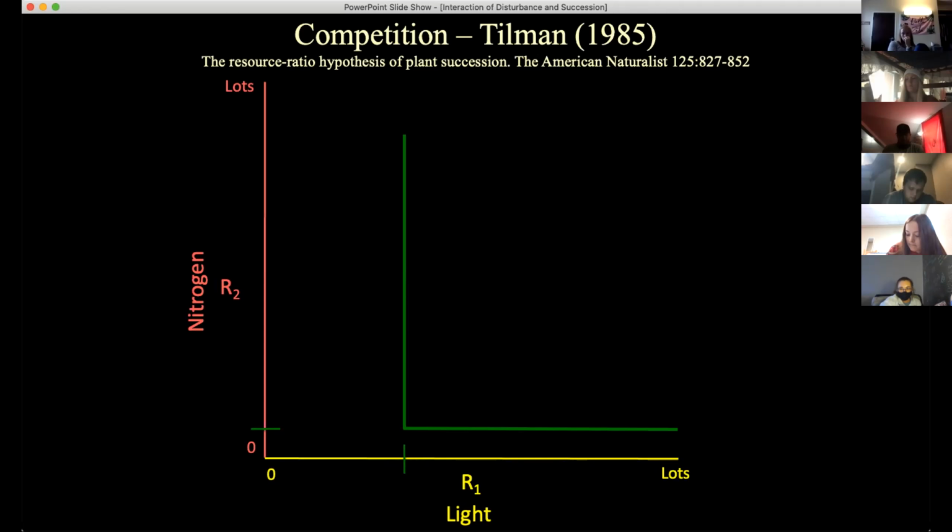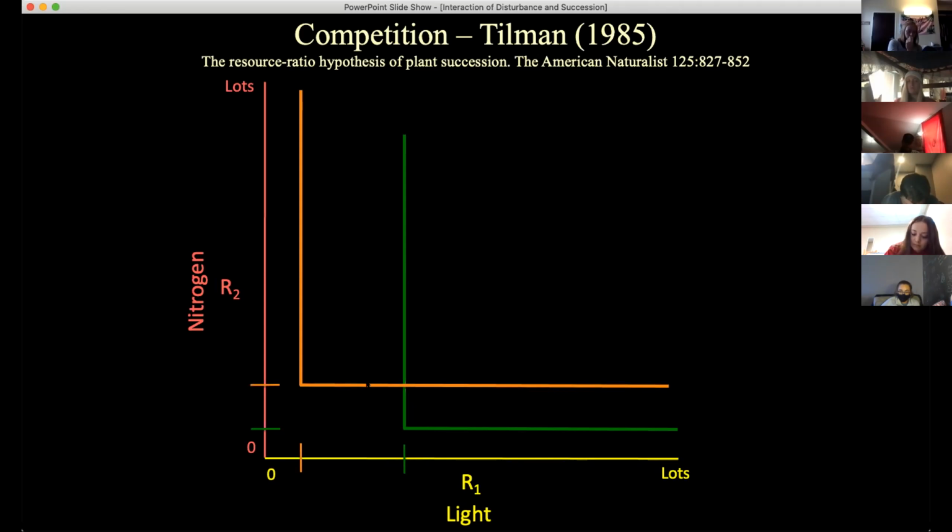We can imagine another species in the same landscape that doesn't need very much light, but requires a good deal more nitrogen. We could show its resource requirements by another set of lines, one line representing low light requirements, but then a higher line representing high nitrogen requirements. Any place to the left and below of these 2 lines represents negative population growth. Any place above that nitrogen requirement and that light requirement represents positive population growth.